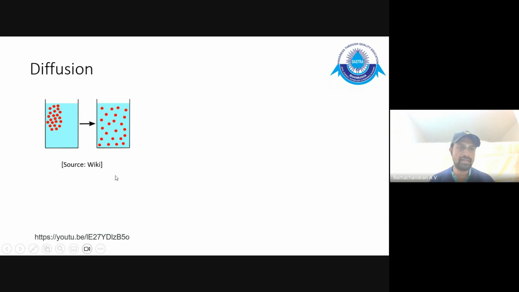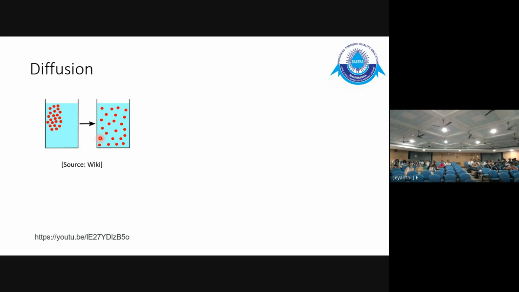Are you able to see this one, right? What do you understand from this one? The left one, after some time, has become like this. What do you understand from this? What has happened here? Anyone? This mechanism is diffusion. What has happened here? You want to say something?